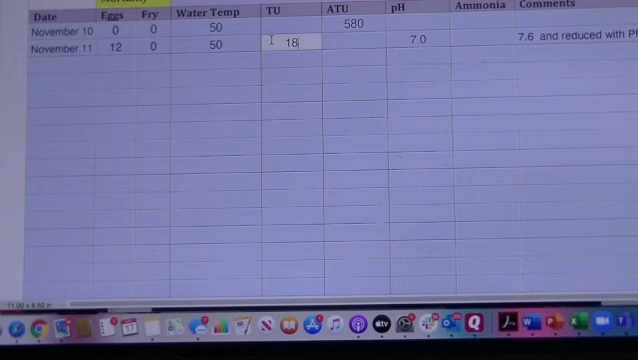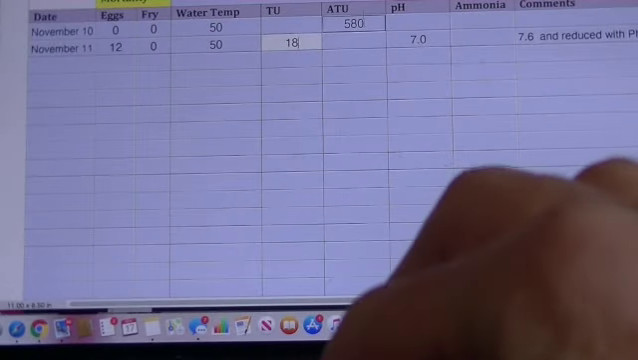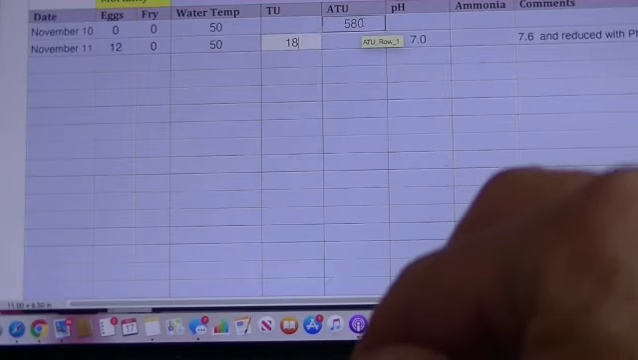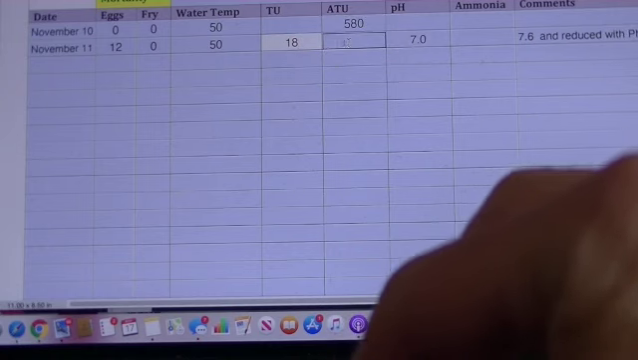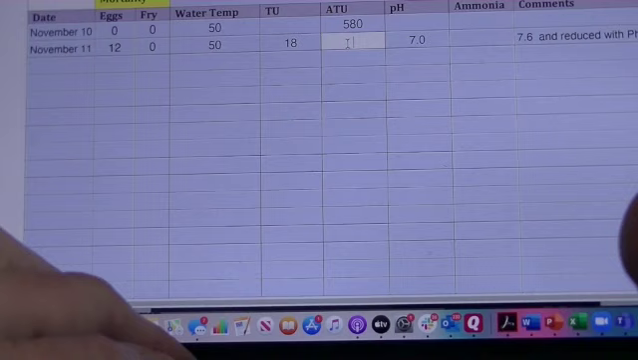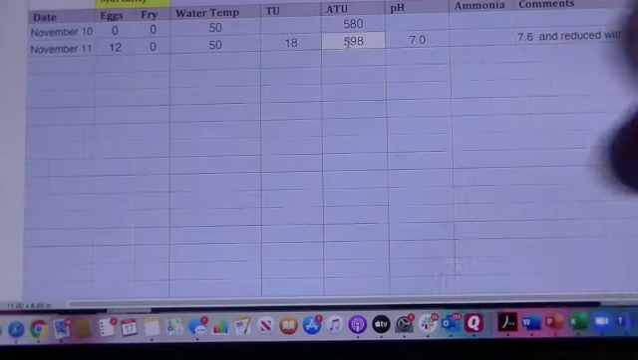So now let's talk about accumulated temperature units. Accumulated temperature units is when we add the temperature units each day to the previous accumulated temperature units. So if we look at 580 accumulated temperature units is when we picked up the fish, and we add the 18, we now come up with 598 temperature units.